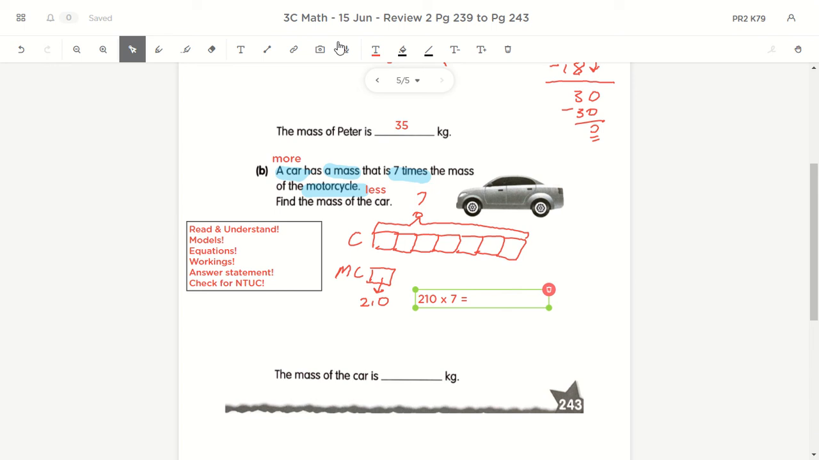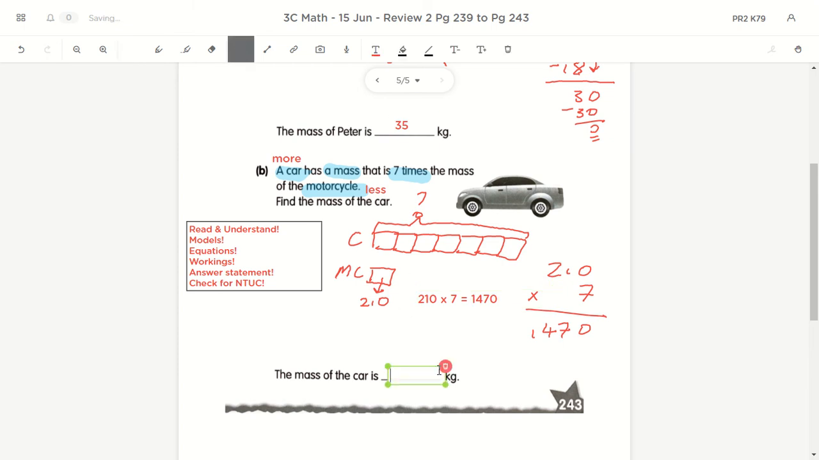Let's work it out. So 210 times 7. 0 times 7, 0. 7 times 1 is 7. 7 times 2 is 14. So over here you get 1470. So the mass of the car is just 1470.